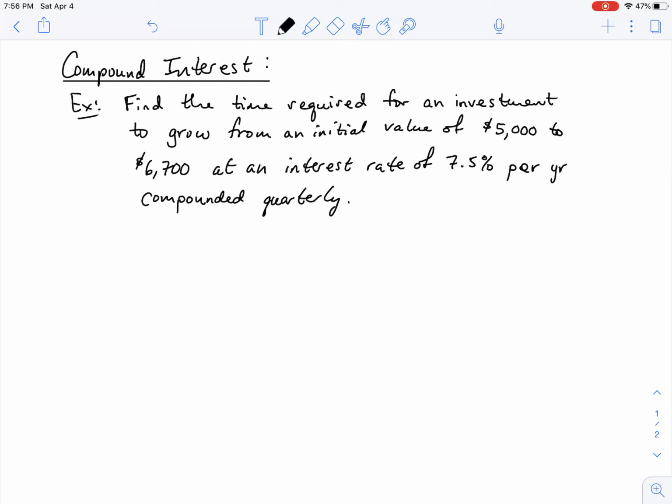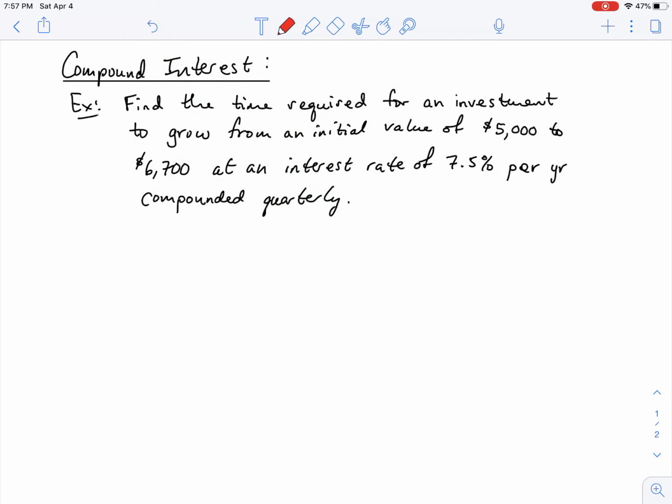Here we're going to work a compound interest task in which we find how long it takes for an initial investment to grow to a desired amount. The example states, find the time required for an investment to grow from an initial value of $5,000 to $6,700 at an interest rate of 7.5% per year, compounded quarterly.